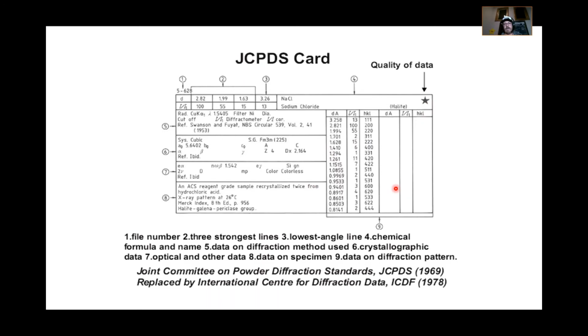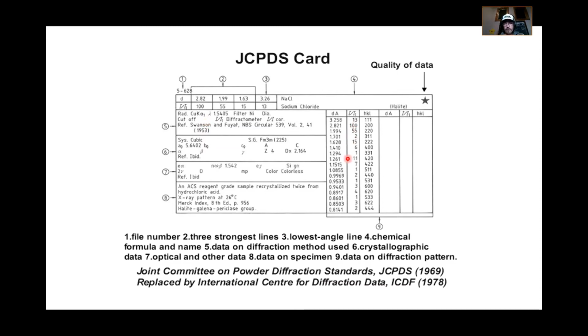If you had a JCPDS card and it had a star, that meant it was a good card. This is halite, or sodium chloride. This is telling you some stuff. It also tells you where it came from. It was recrystallized twice from hydrochloric acid. Well, okay, that's nice. Somewhere it tells you copper K alpha. So this is the card for copper K alpha.